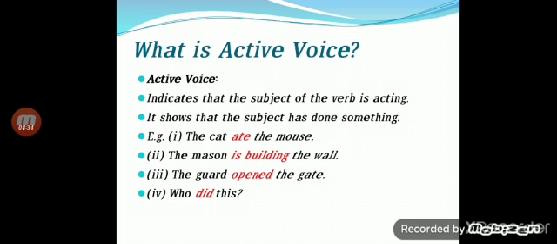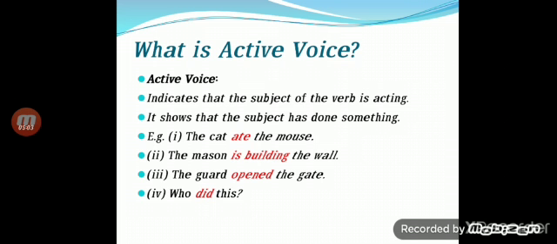So see the first line. Active voice indicates that the subject of the verb is acting. So here the action verb is ate. How do we identify the subject? Doer of the action. Who is eating the mouse? Here the subject is the cat. So the cat is doing the action. So the cat is called the subject.